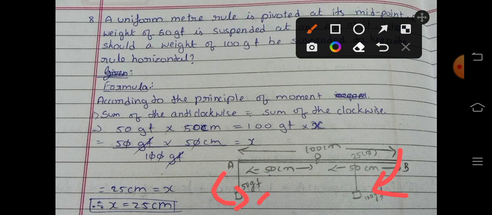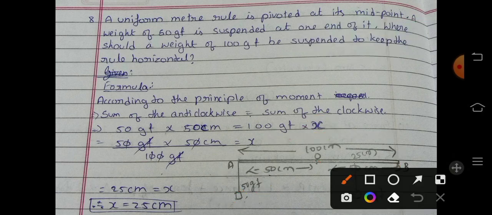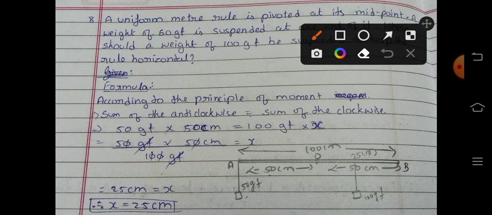50 gf into the distance, which is 50 centimeters. See, the complete ruler is 100 centimeter, so up to point O it will be 50 centimeter. Do the multiplication between 50 gf and 50 centimeter, and here 100 gf, and at which point I should place this 100 gram, I don't know. For that I have given the name X. Now do the calculation. After calculation, you will get 25 centimeter.